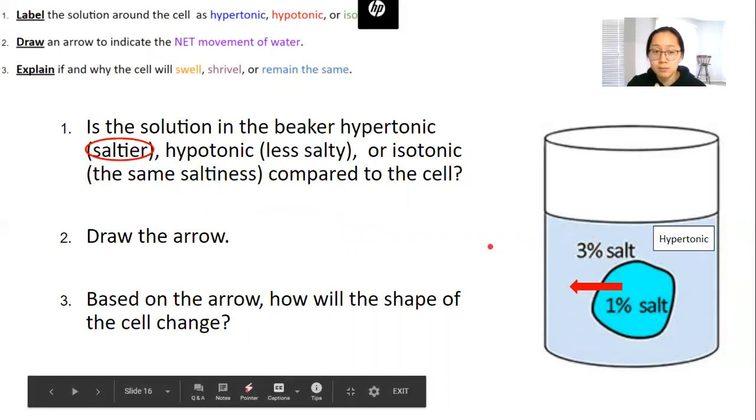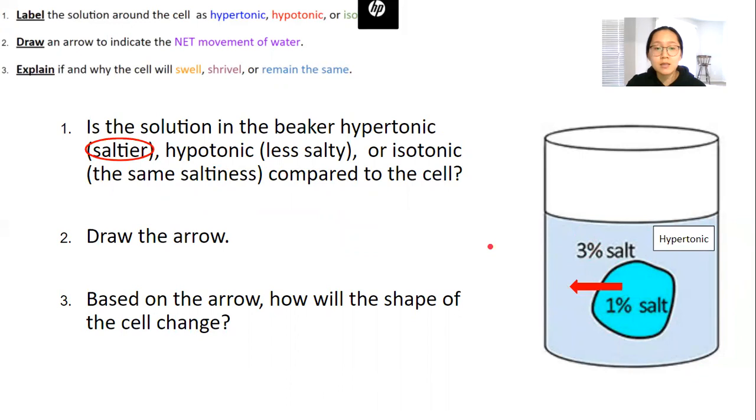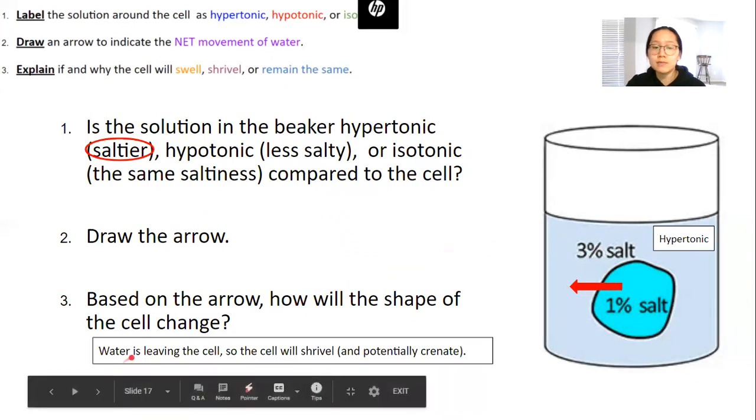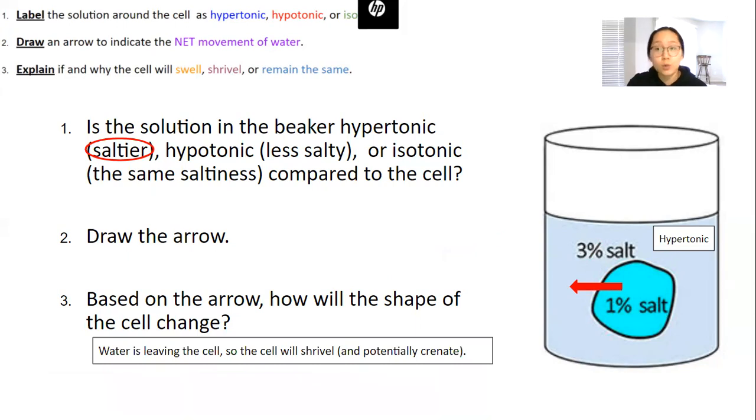Remember, your arrow has to cross the membrane. Then based on the arrow, well, water is leaving the cell. So the cell will shrivel and potentially crenate. Right? If it wrinkles enough, it's going to crenate. It's going to become a little raisin of a cell because the water is going to leave it until the concentrations are equalized.